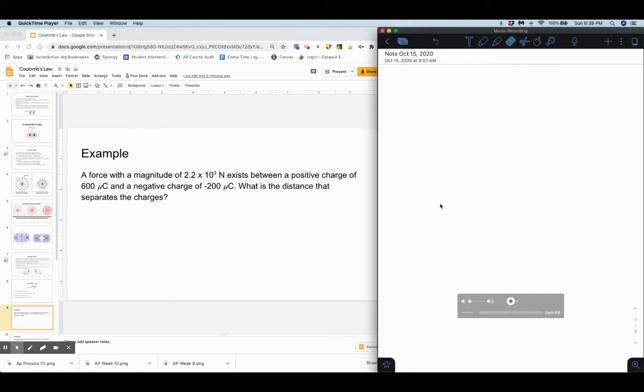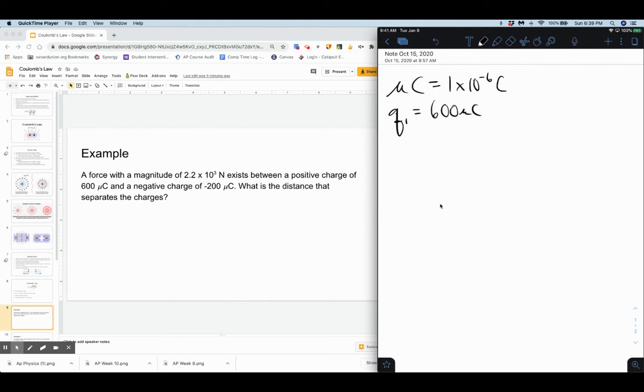So a microcoulomb, and that micro is just a fancy U kind of thing, it's a Greek letter called mu. But a microcoulomb is equal to 1 times 10 to the negative 6 coulomb. So you can use that as a conversion factor. Now, there's an easy way to do this. I have charge 1 equal to 600 microcoulombs. All I have to do is add that times 10 to the negative 6 on there. So I get 600 times 10 to the negative 6 coulombs.